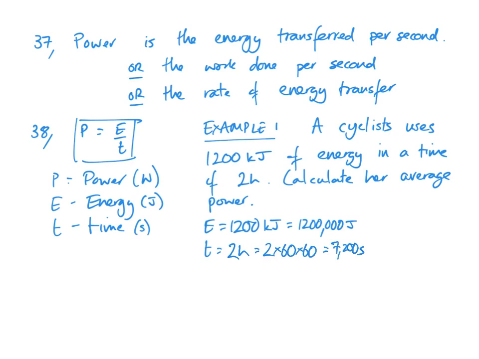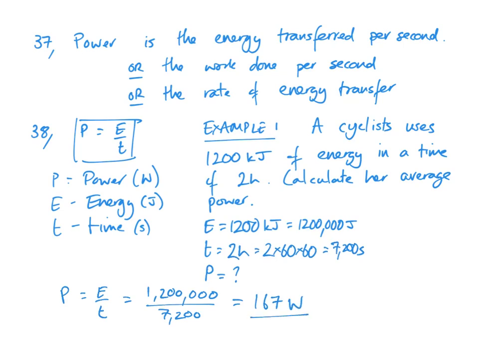I'll just put my work underneath this time. So we're being asked for power. So our formula is P equals E over T. 1,200,000 divided by 7,200. And just straightforward calculation. And my calculator is displaying 166.666, etc. But if we're rounding to 3 significant figures, don't forget those 6s would round up to a 7, and we get 167 watts average power.